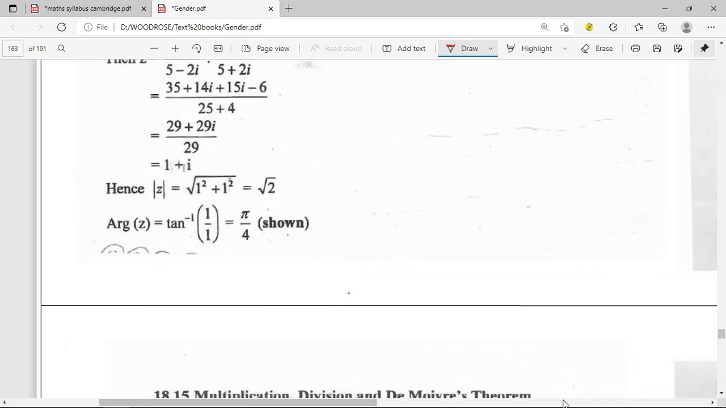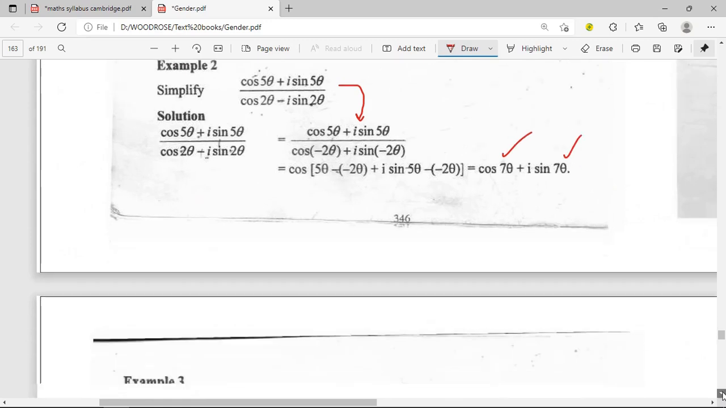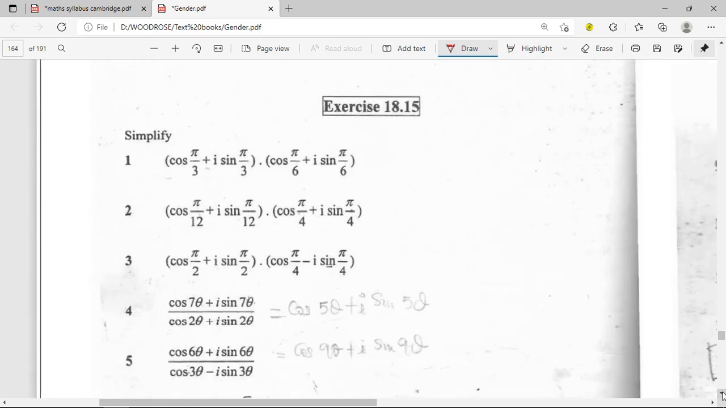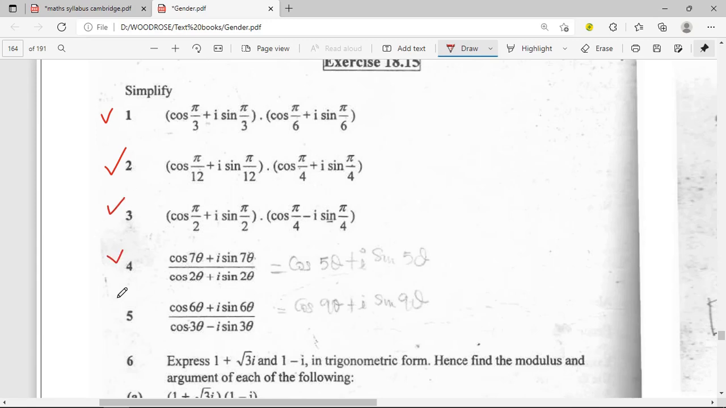Can you practice on these ones? Can you do this one? Can you do number 1 to 5? You can pause this video and try number 1 to 5. Number 1, number 2, number 3, number 4, and number 5. You can do this one, right?